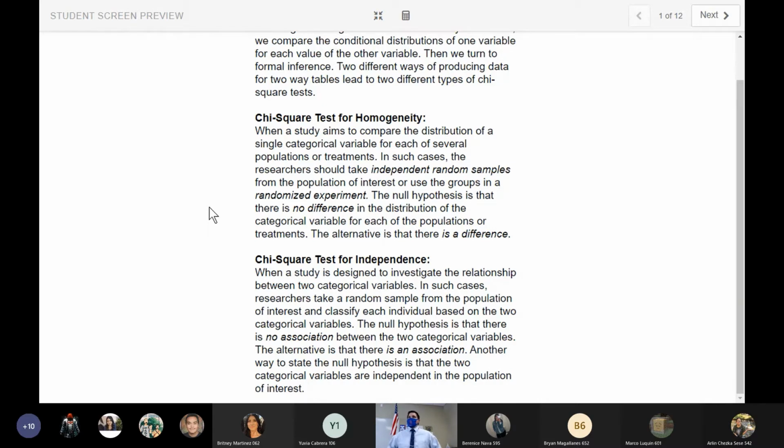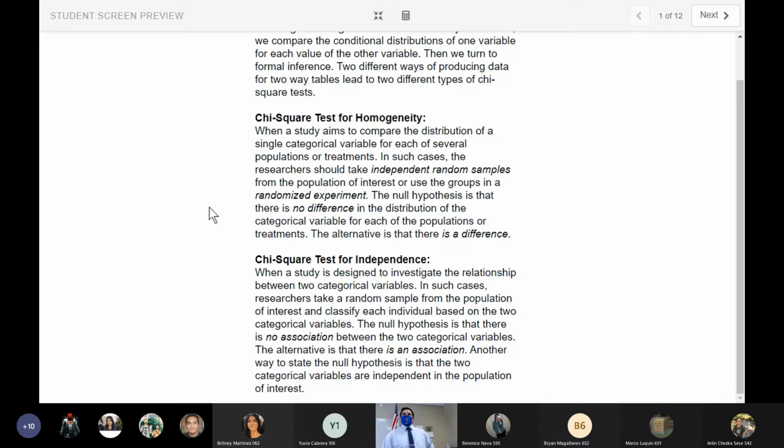Now the chi-square test for independence. This is when a study is designed to investigate the relationship between two categorical variables. We're looking for association. In such cases, researchers take a random sample from the population of interest and classify each individual based on the two categorical variables. The null hypothesis is that there is no association between the two categorical variables. The alternative is that there is an association. Another way to state the null hypothesis is that the two categorical variables are independent in the population of interest.